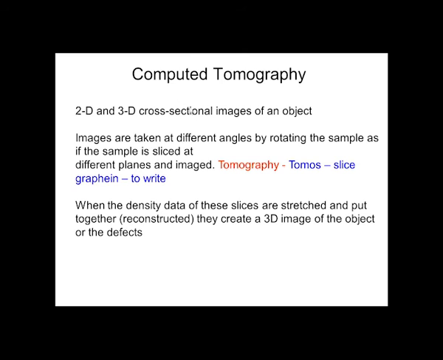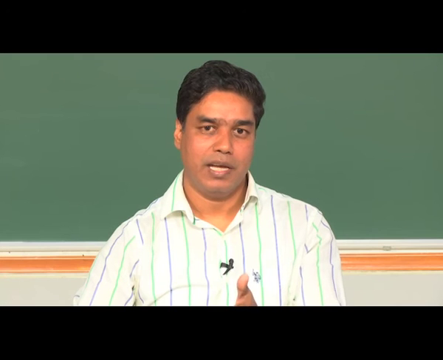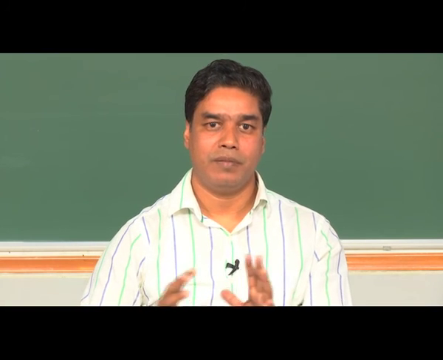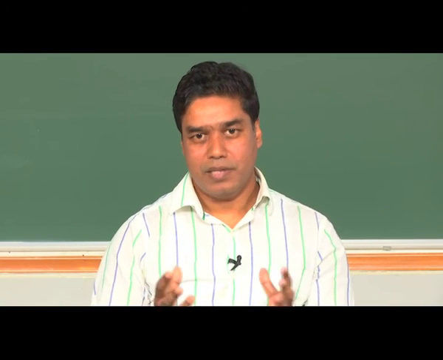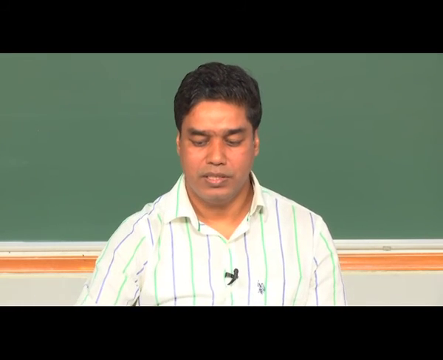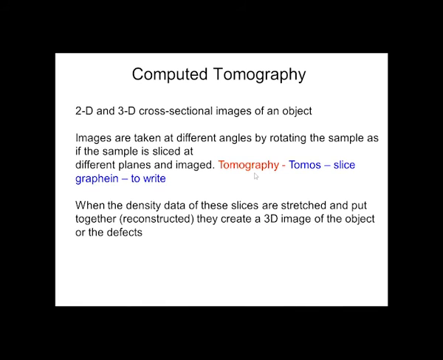In order to do that, the image has to be captured in different planes first, as if you are slicing the sample across different planes, and then you capture images across as many planes as possible. That is how this name has come, because tomography has two parts. If you break it down, the first one is tomos, which means slice, and the second one, graphy or graphene, is to write or to capture.